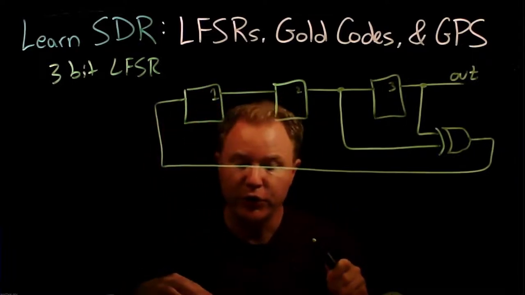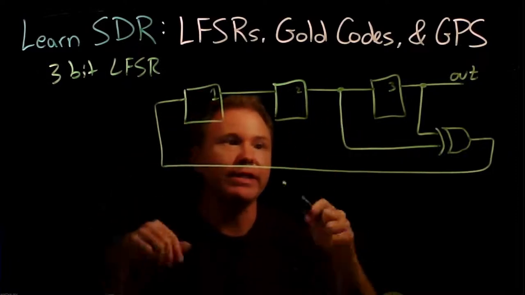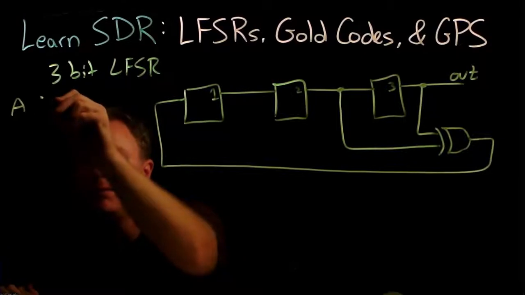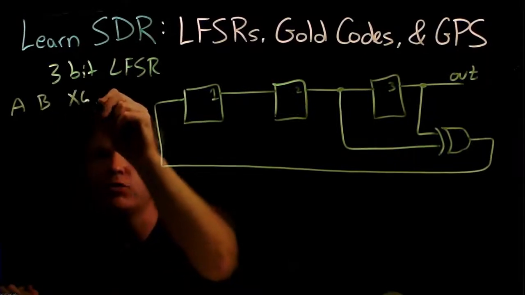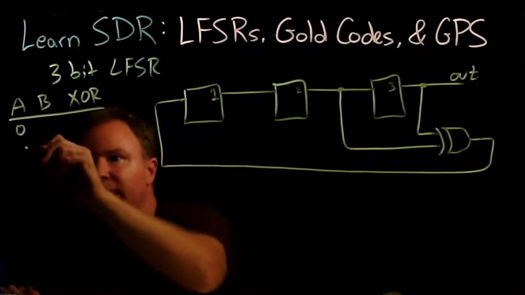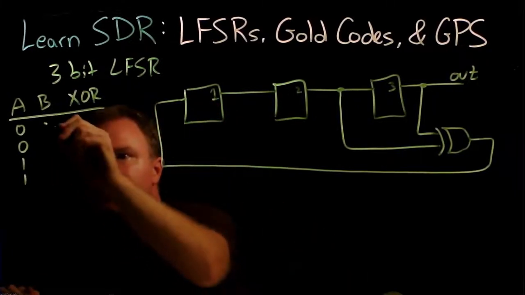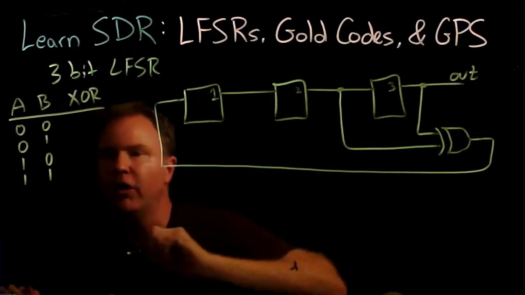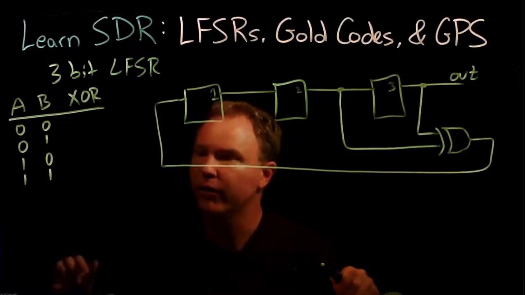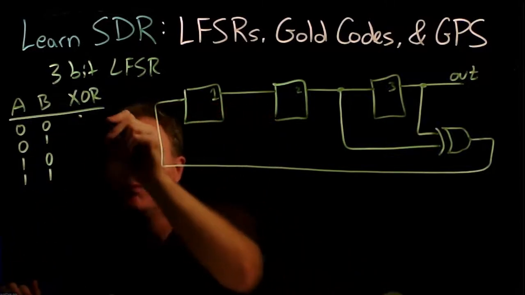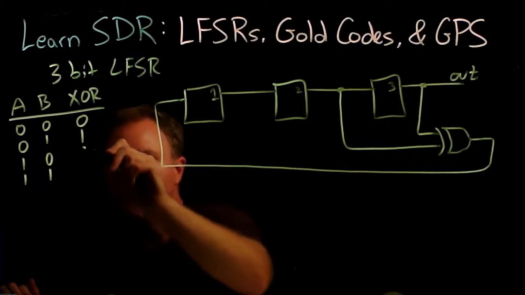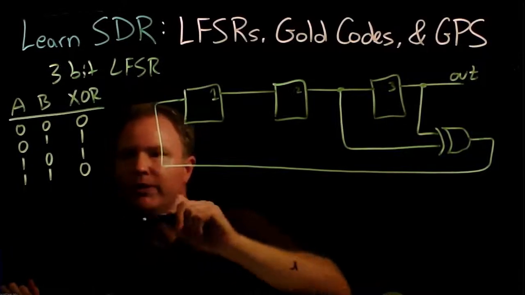So let me remind you how an XOR works and how we're going to treat it in this example. So if I have A and B and the XOR of A and B, the truth table for this, let me just write A can be either 0 or 1, and B can be 0, 1, or 0, 1. This is all possible combinations. So it's only high if one or the other are 1. Otherwise, it's 0. So 0, here one of them is high, 1, here one of them is high, 1, here they're both high, so it's 0.